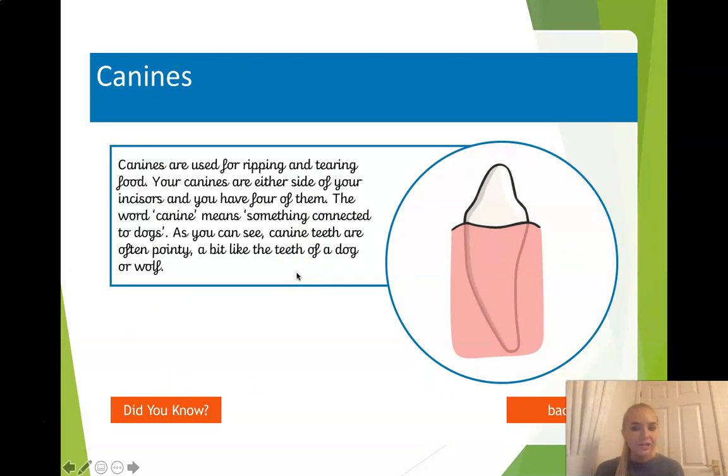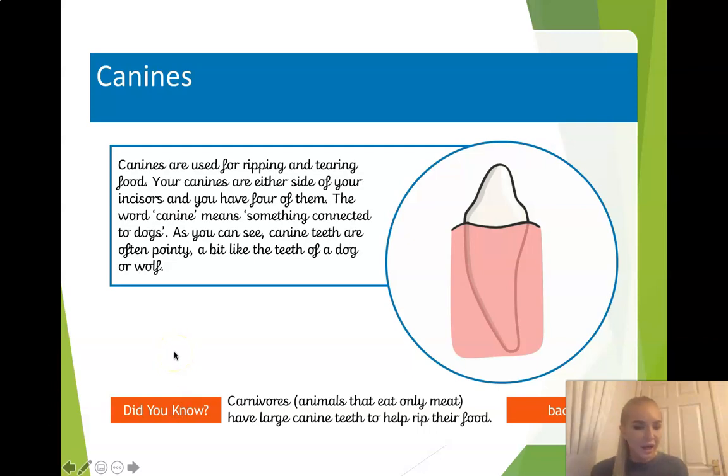Canine teeth are used for ripping and tearing up food. You can see that they're pretty sharp, as opposed to the incisors, which were flat and smooth. We've already said they're either side of our incisors, and you have 4 of them, 2 at the top and 2 at the bottom. Did you know the word canine actually means something connected to dogs? Canine teeth are often pointy, a bit like the teeth of a dog or a wolf. Again, the root of the tooth is in the gum, and the bit that you can see is the sharp bit. You might want to have a look in the mirror now to see if you can spot your canine teeth.